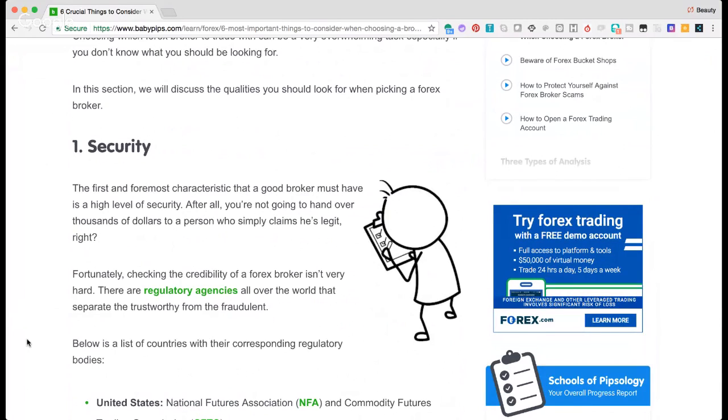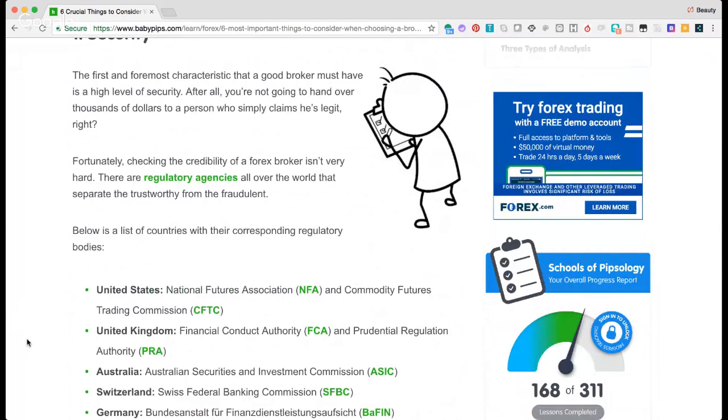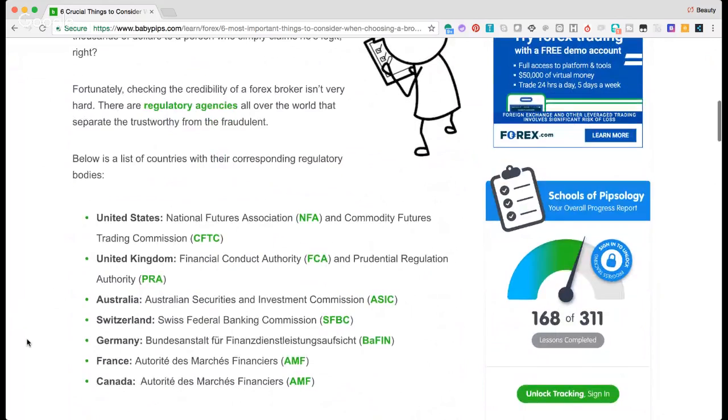1. Security. The first and foremost characteristic that a good broker must have is a high level of security. After all, you're not going to hand over thousands of dollars to a person who simply claims he's legit, right? Fortunately, checking the credibility of a Forex broker isn't very hard. There are regulatory agencies all over the world that separate the trustworthy from the fraudulent.